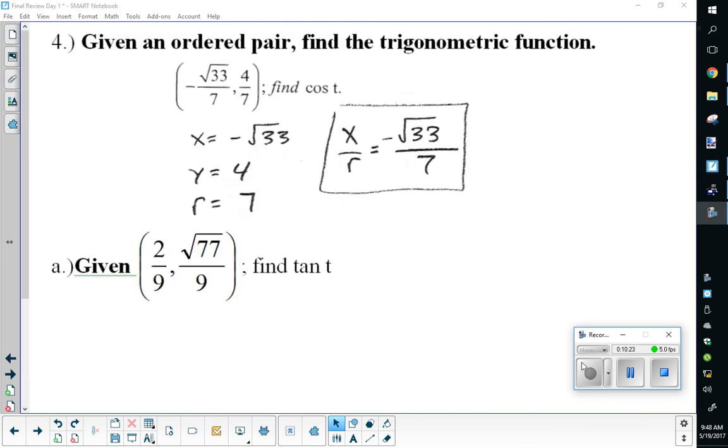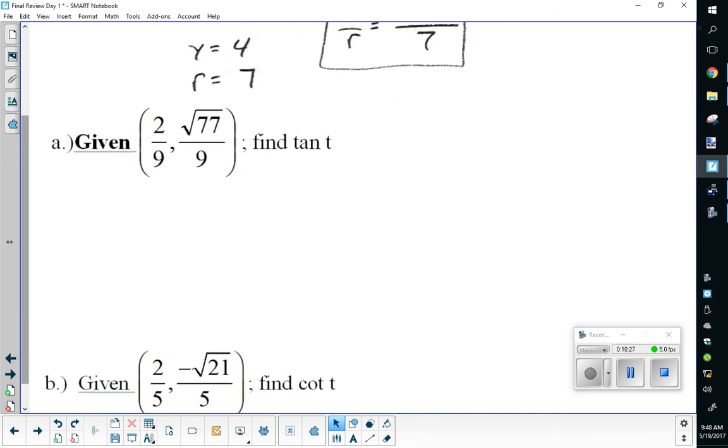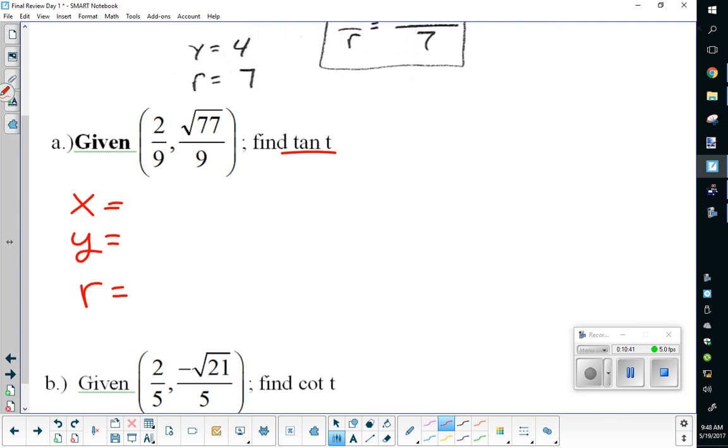So again, number 4 we already basically did in bell work, so we shouldn't be too bad here. Given this, we're trying to find tangent. We see given information and we're trying to find a trig function. How are we starting off? X, Y, R. X, Y, R. It's an ordered pair. So this one's X. This is my X. This is my Y. That's my R. Since my bottom is the same, we can consider it my radius. R is 9. X is 2. Y is square root of 77.